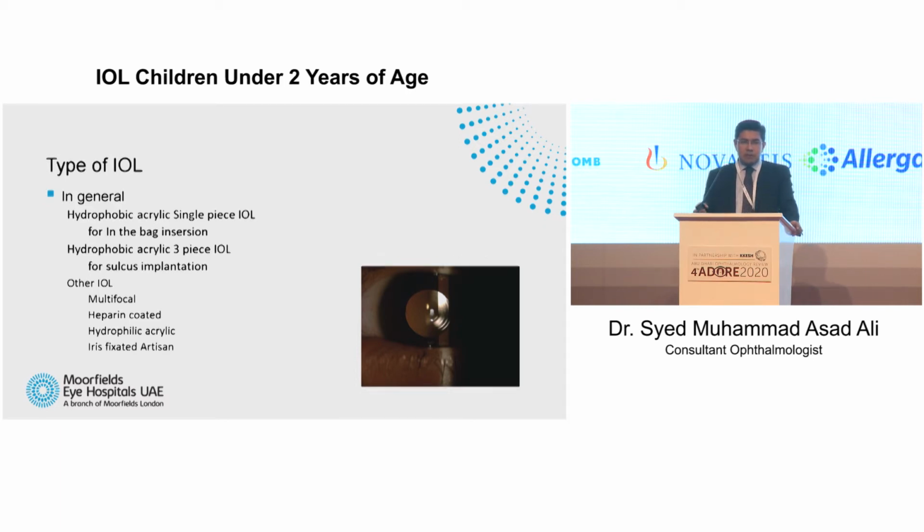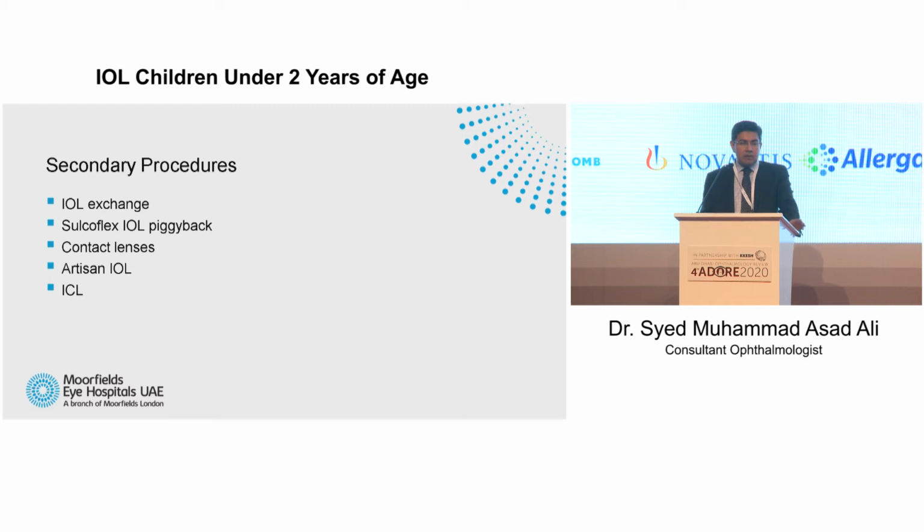So there are different types of lenses. I will not go into detail because of time constraint. But in general, we use a hydrophobic acrylic single-piece IOL if you're doing an in-the-bag insertion. Or if it's a sulcus insertion, then it will be a hydrophobic acrylic 3-piece lens. Multifocal IOLs in unilateral cataracts in older children have been tried. There are heparin-coated hydrophilic lenses used in children with uveitis, or iris-fixated lenses, usually Artisan, from 2 years onwards.